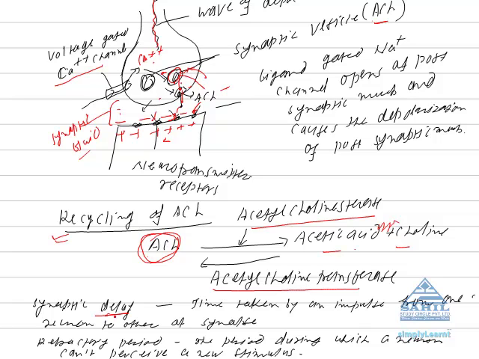Synaptic delay: it is the time taken by an impulse to cross the synapse. The impulse is generated here. Now the impulse has to transmit into the next neuron. The time taken is called synaptic delay. One more definition you should learn is the refractory period. The refractory period is the period during which a neuron cannot perceive a new stimulus. This period is about 1 millisecond.